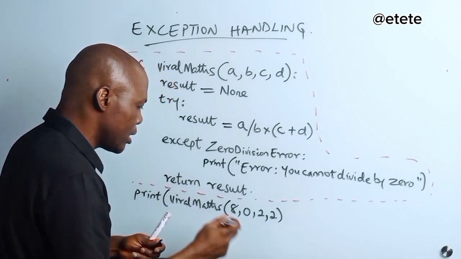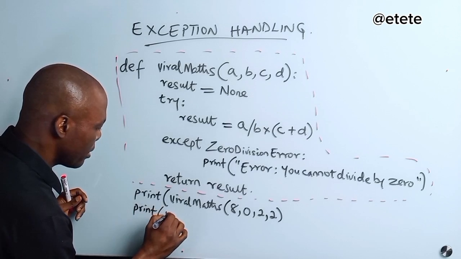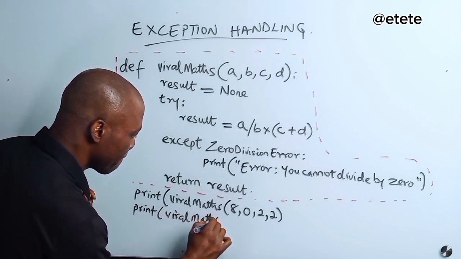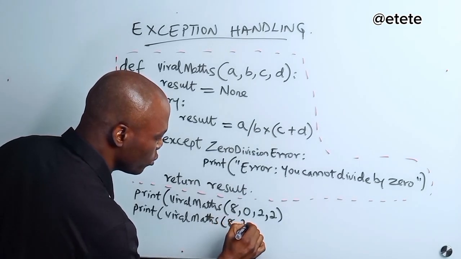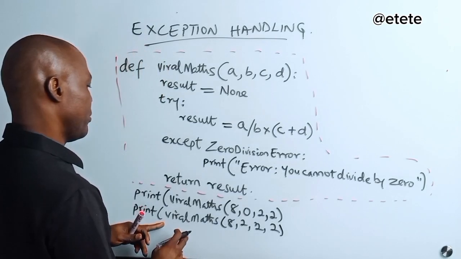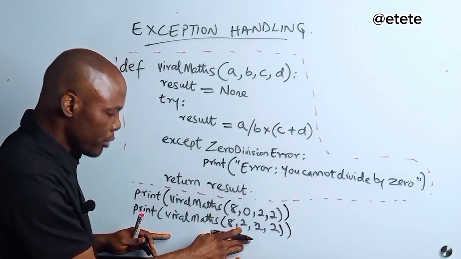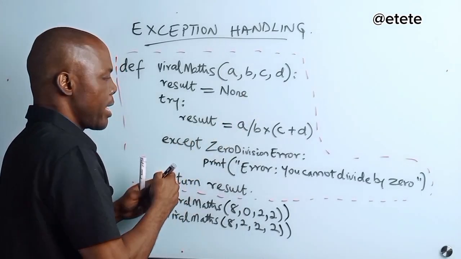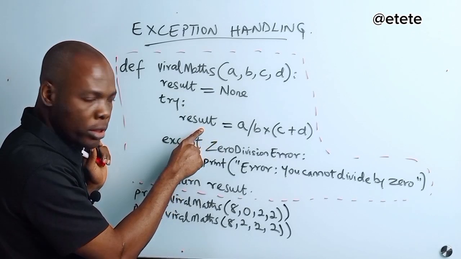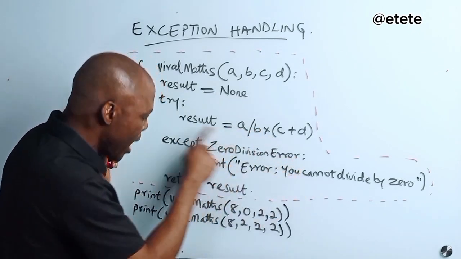So if I change this, if I come here again and I say print viral math, and I supply 8, 2, 2, 2. This one will close here. Now, this one will come here. It will calculate the value and store it in result. Since there is no error, it will bypass this block and come here.